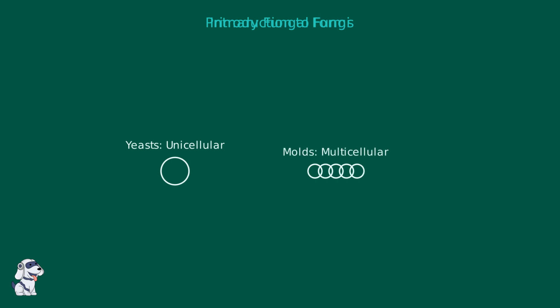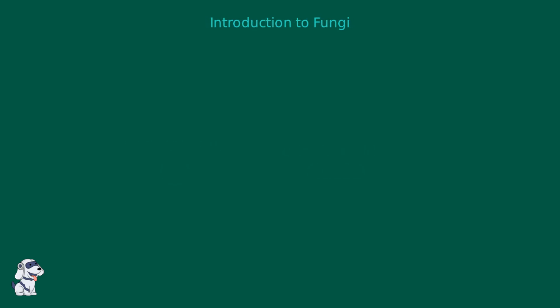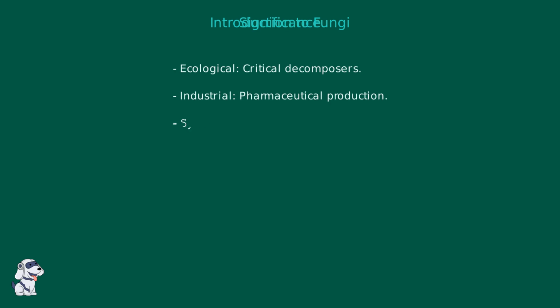We categorize fungi primarily into two forms. Yeasts are unicellular, while molds are multicellular, growing in long filament structures. Fungi serve vital roles globally. They are essential ecological decomposers and are indispensable in industrial pharmaceutical production.